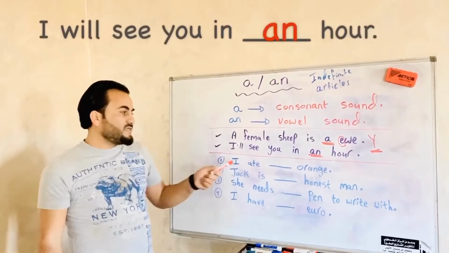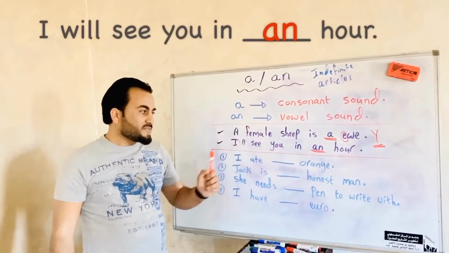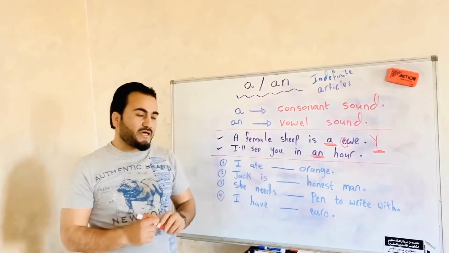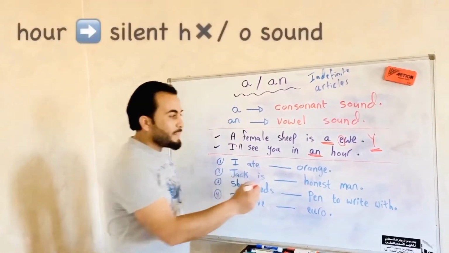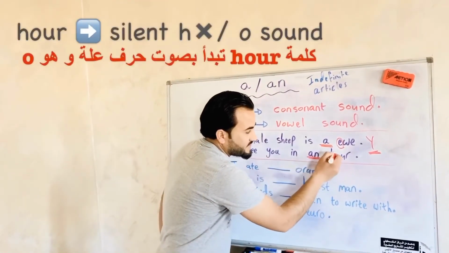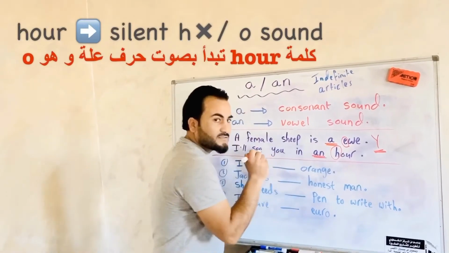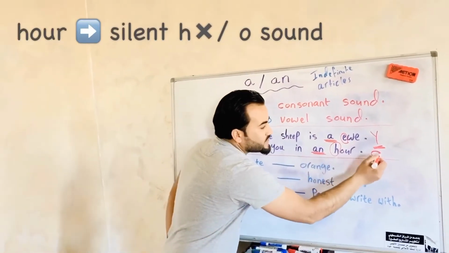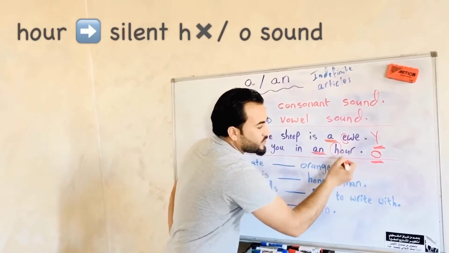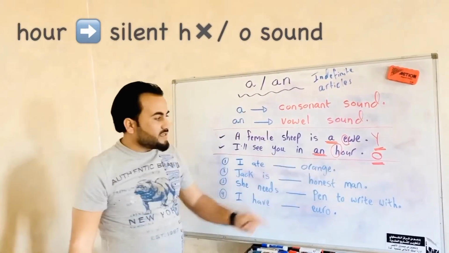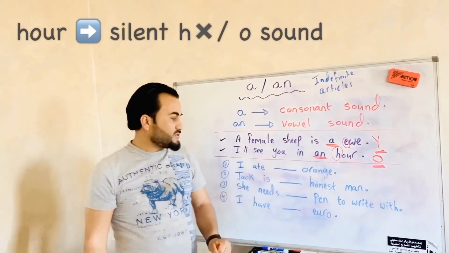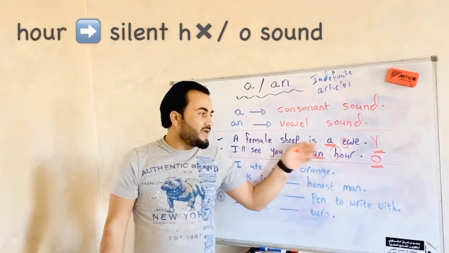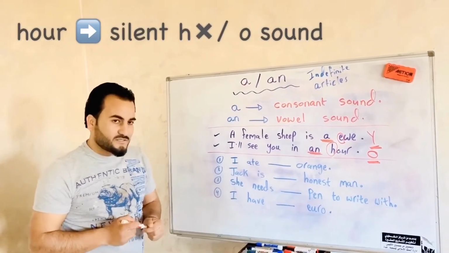The second one here. I will see you in an hour. An hour. Why? This word begins with the consonant letter H, but with an O sound, okay? An O sound. And of course, the H here is silent. So, I will see you in an hour. An hour. Very nice.